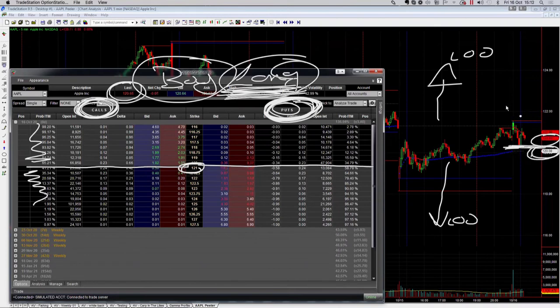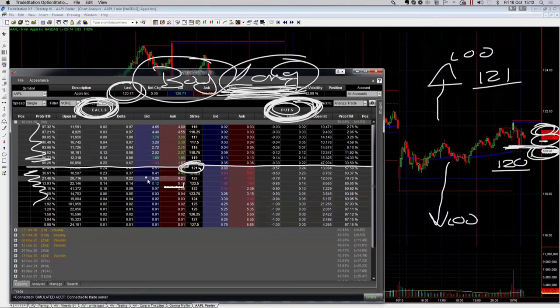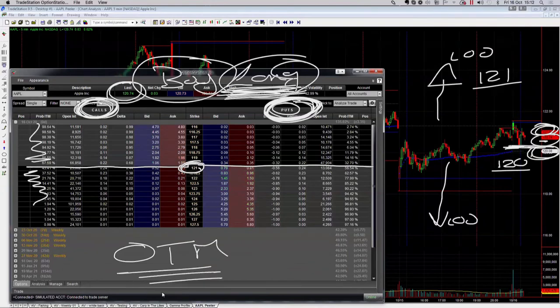Now, if I was bullish and I wanted to place the bullish trade, the current price is $120.70 still. So the next strike above that would be 121. If I wanted to buy, I would buy the 121 strike. If I want to sell short, I would buy the 120 strike. So that's where we're at right now. And this is referred to as the first strike out of the money, OTM.